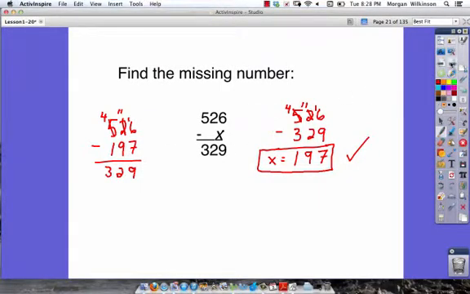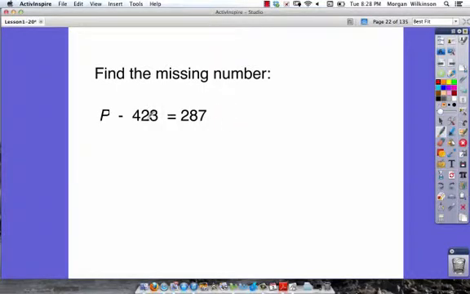Let's look at one more example. We want to find the missing number. P minus 423 is equal to 287. Now if we've taken 423 away from some number and we have 287 left over, the number we start with, P, must be bigger than 423. So if it must be bigger than 423, we're going to have to add 287 onto it to figure out exactly what it is. So let's say 423 plus 287 and see what we get for our answer.